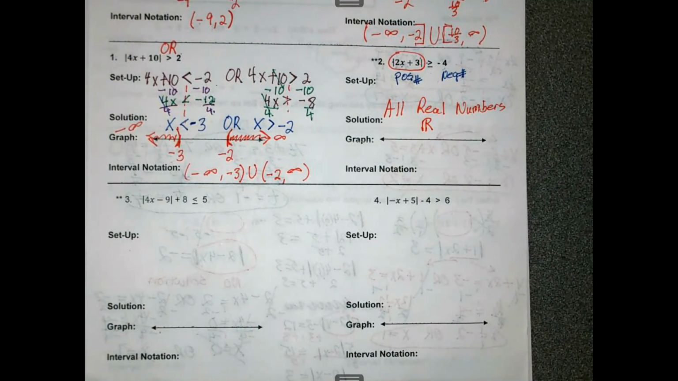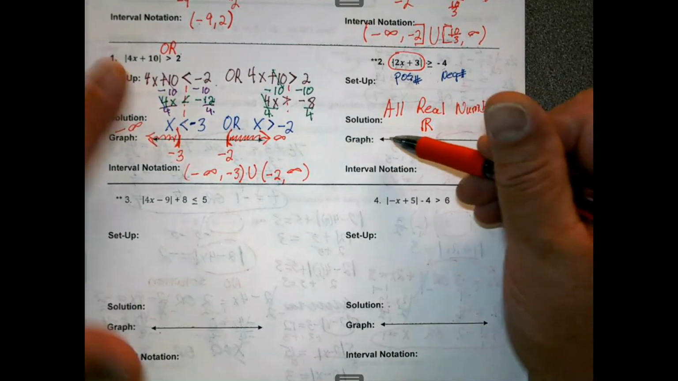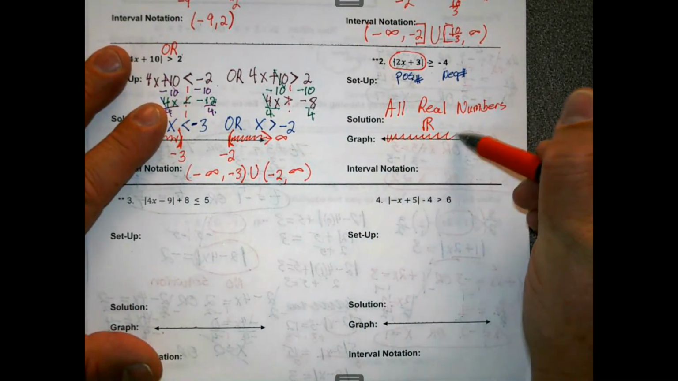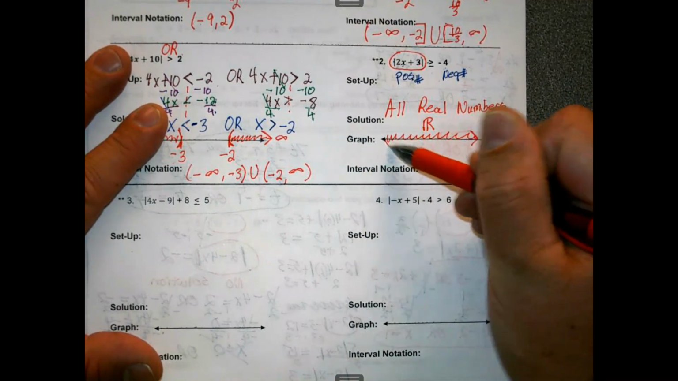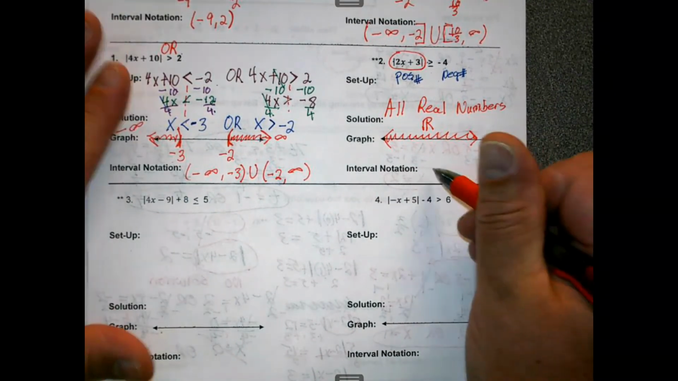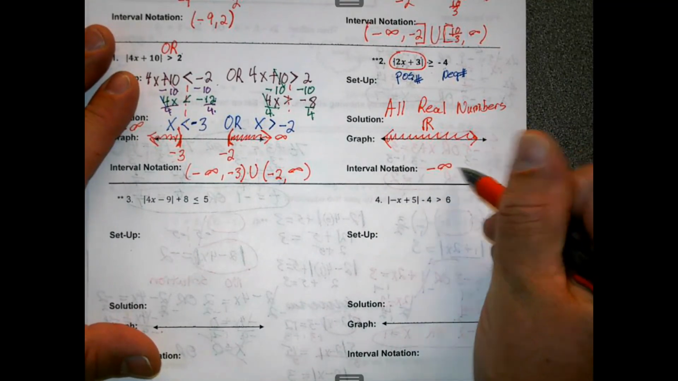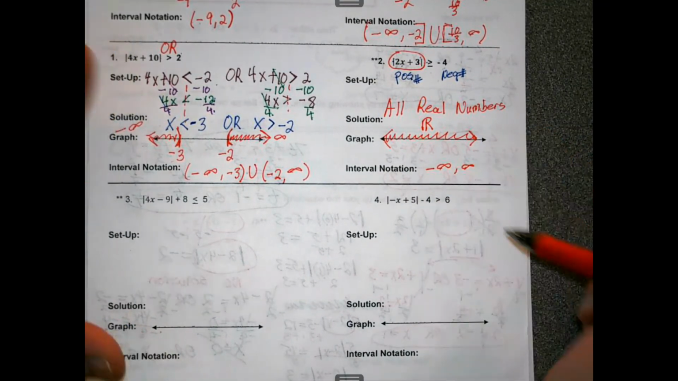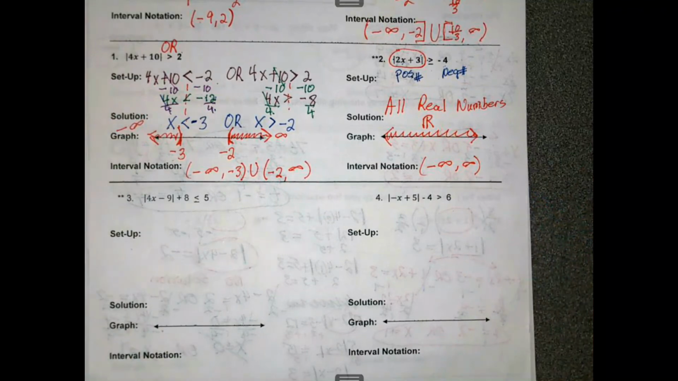If you wanted to graph it, if they told you you had to graph the solution, well, you just shade the whole thing with arrows. There's the graph. And then they said, well, you must put an interval notation for all real numbers. Well, it's going from negative infinity to positive infinity, and they always get parentheses.